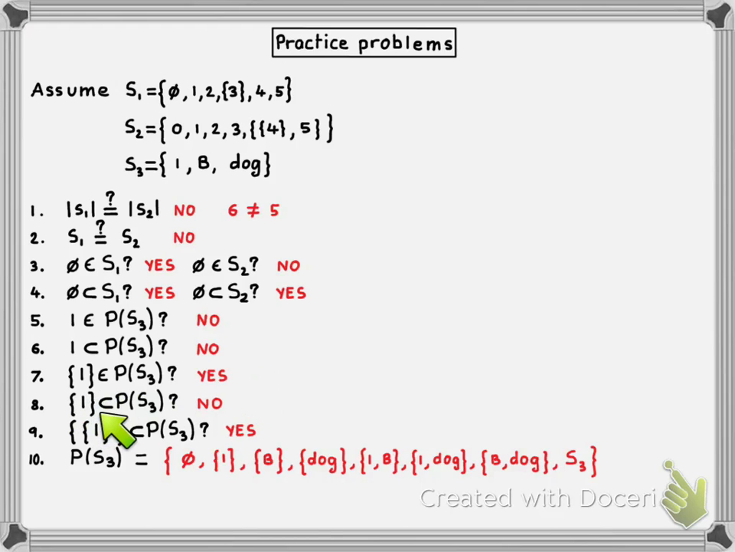Is the same element a subset of P of S3? The answer is no, because 1, the integer 1, is not an element of P of S3, so the set containing 1 is not a subset of the power set of S3. On the other hand, because this is an element of the power set of S3, when you put it into a set, it is indeed a subset of the power set of S3, and in fact it's a proper subset since this set is different from that set.